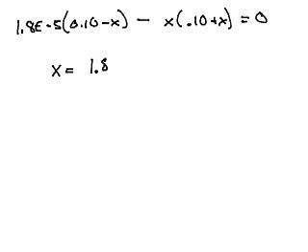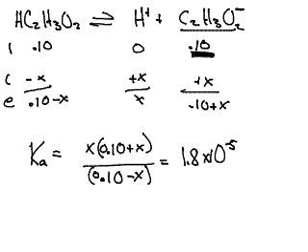1.8 times 10 to the negative 5. It's actually 1.799999999. With the sig figs, it's 1.8. Now, why is that? Since 1.8 times 10 to the minus 5 is a small number, and x is a very small number, when you add x and subtract x from 0.1, it is very close to 0.1. So these terms cancel. 1.8 times 10 to the minus 5 equals x.